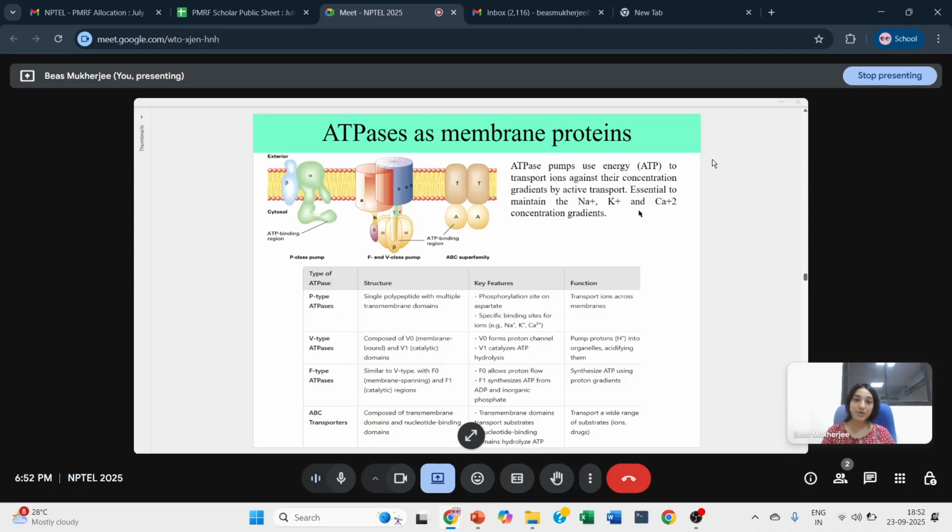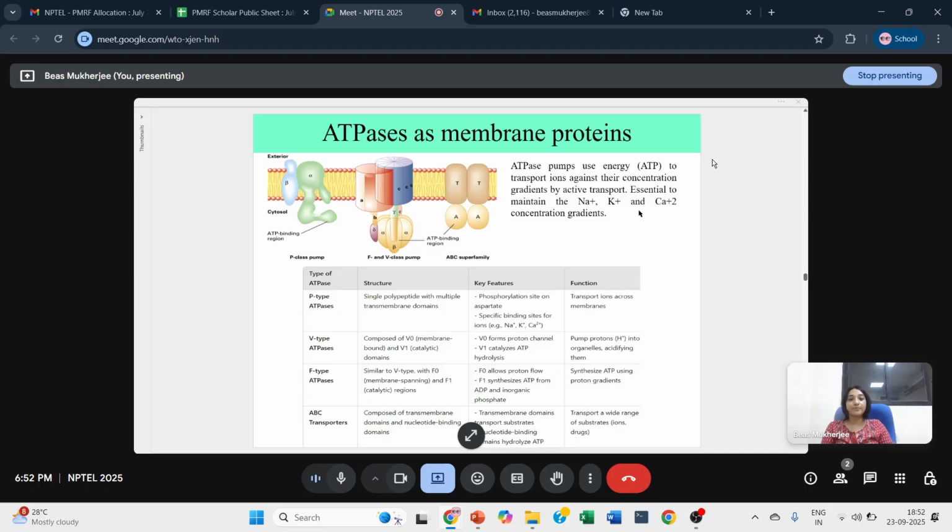Next, there are V-type ATPases. V-type is made up of V0 and V1 domains. The V0 domain is membrane bound, and the V1 domain is actually a catalytic domain. So V0 forms the proton channel and V1 catalyzes ATP hydrolysis. The proton pumps in the organelles are important V-type ATPases.